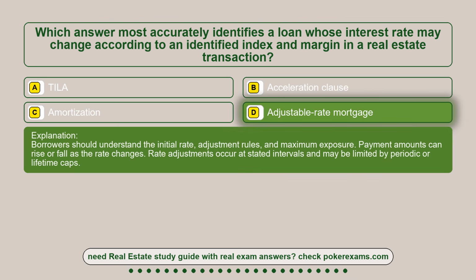Borrowers should understand the initial rate, adjustment rules, and maximum exposure. Payment amounts can rise or fall as the rate changes. Rate adjustments occur at stated intervals and may be limited by periodic or lifetime caps.